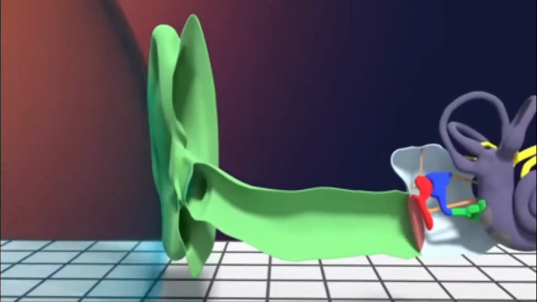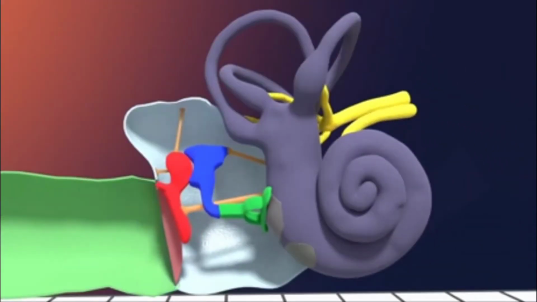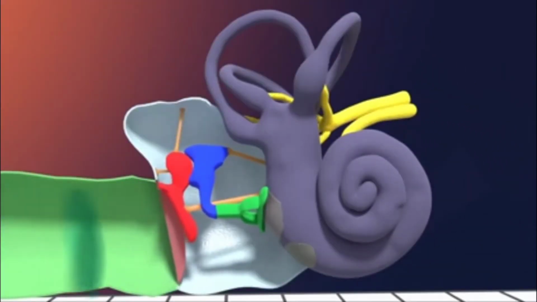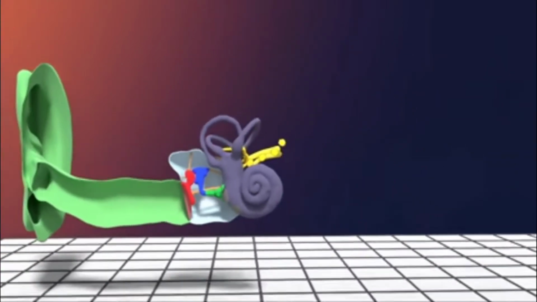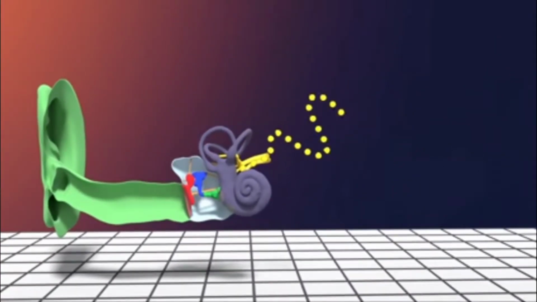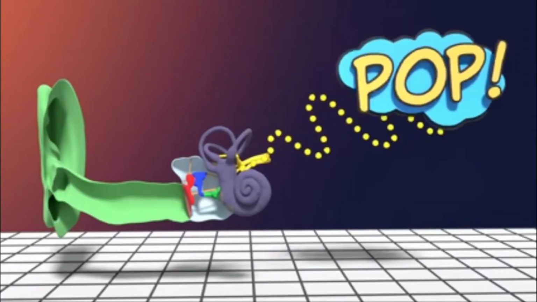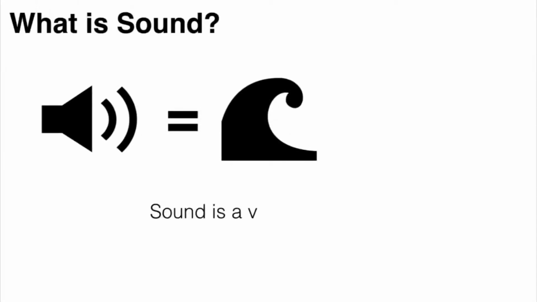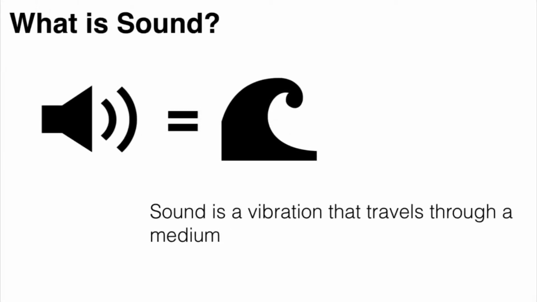Bouncing air particles apply a force to your eardrum, which causes part of your inner ear to move. Then your brain processes this motion from your inner ear and tells your cognition that this motion in my ear sounds like popping a balloon. Sound is a wave. It is a vibration that travels through a medium like air or water.